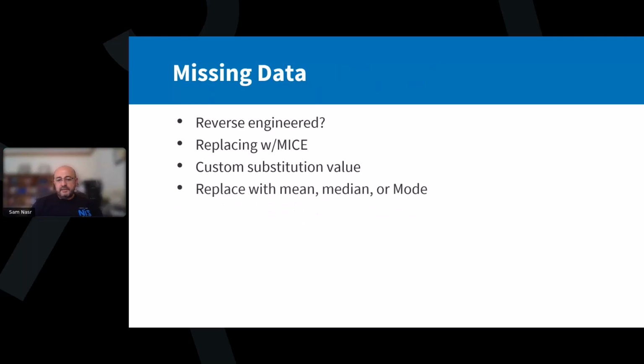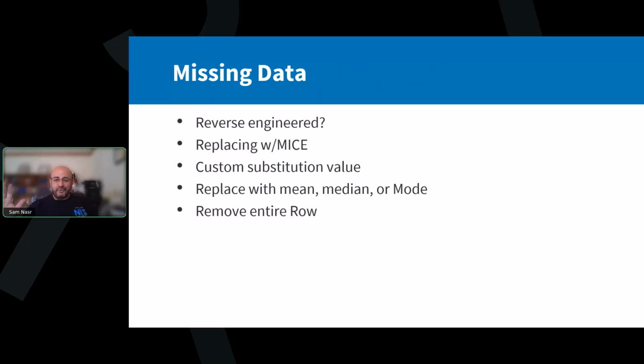Another method is that I could replace it with a mean, a median, or a mode. We'll talk about those in upcoming slides, but those are different types of averages where I can populate that missing value. And this seems to be everybody's favorite option.